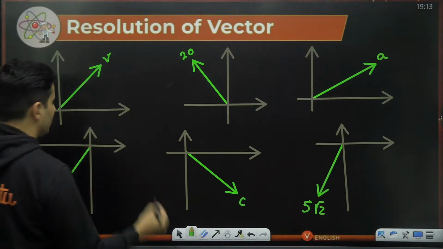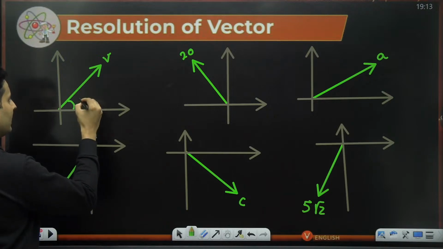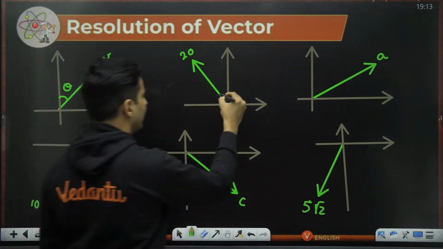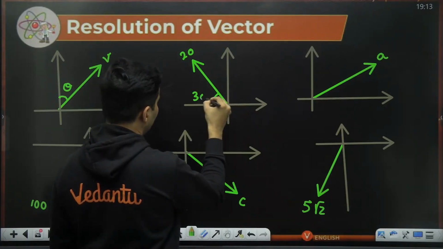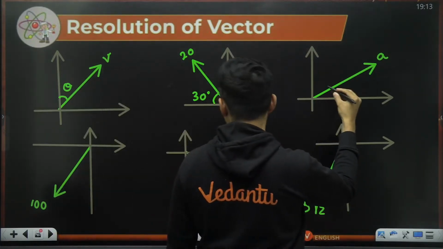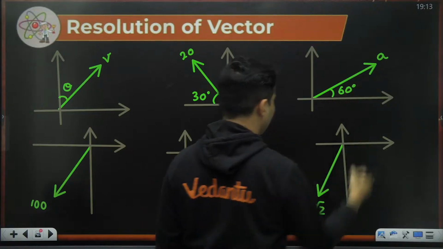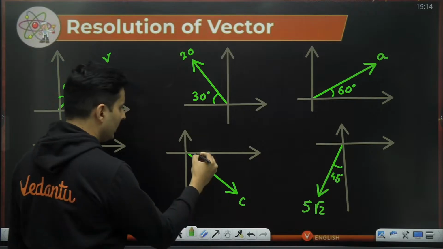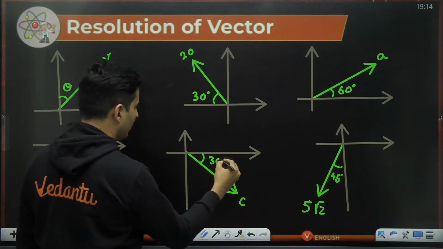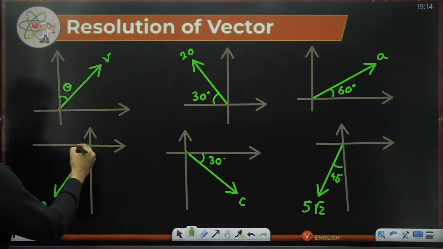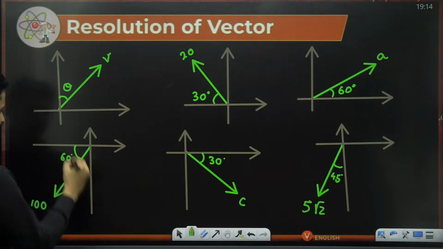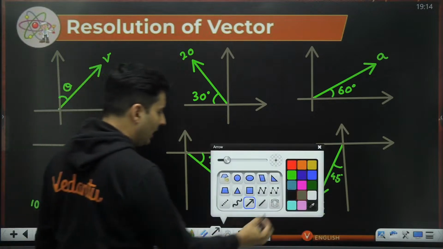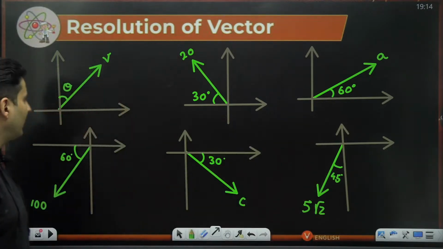Let me start marking those angles. Let's say this is basically theta. Let's say this is 30 degrees. Let's say this is 60 degrees. Let's say this is 45 degrees. Let's say this is 30 degrees. Let's say this is 60 degrees. I want to figure out the components in each scenario. Okay, start by showing those components first, then let's find out the value.